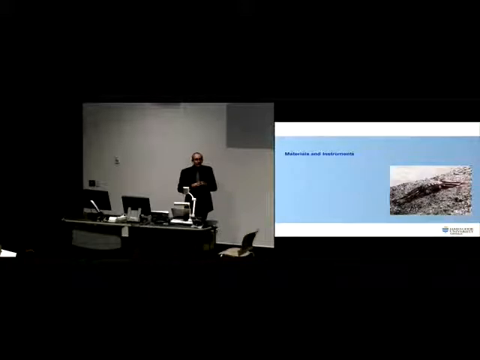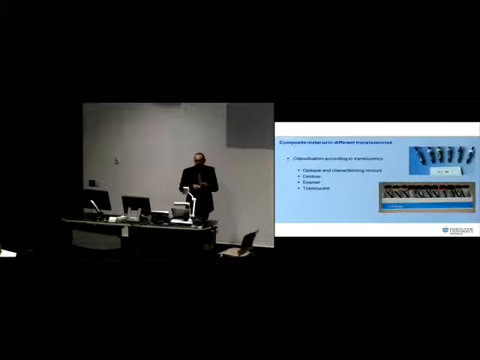Materials and instruments are very important. Composites can be classified according to their translucency. So there are very opaque masses. You can have composites that can replace dentine. You can have composites that have enamel shades. And there are also special composites that are really translucent.